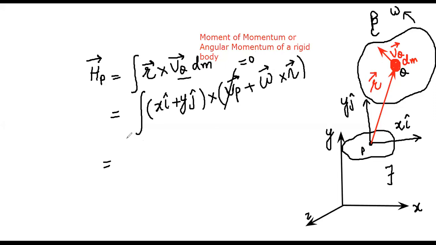Therefore, the expression will become the integral of (x i cap plus y j cap) crossed with omega. Omega is the angular velocity of the rigid body, or the angular velocity of the vector PQ. If you curl your fingers in the direction of this arrow, the thumb will go along the z-axis, perpendicular to the board and coming out of it. That's the direction of our z-axis.